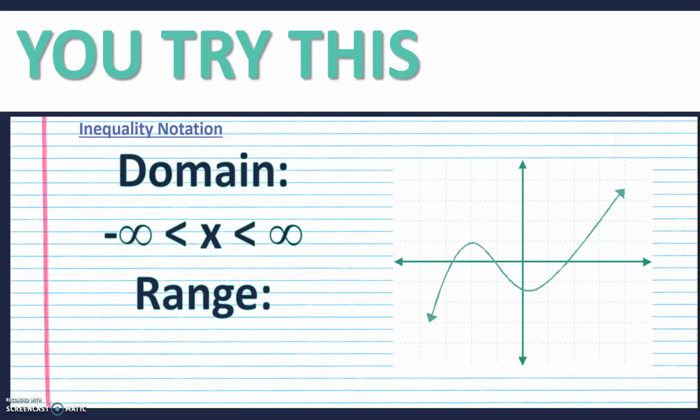If you went through and did it, you should have got negative infinity to positive infinity because we would hit arrows in both spots. And then the range would be negative infinity to positive infinity as well because we hit an arrow in both spots.